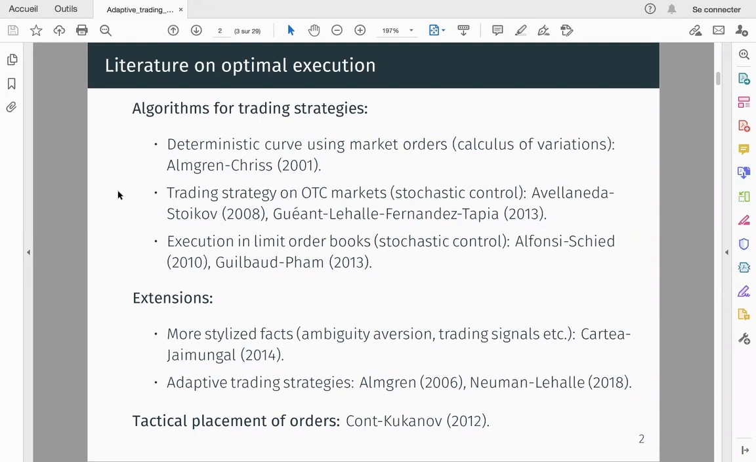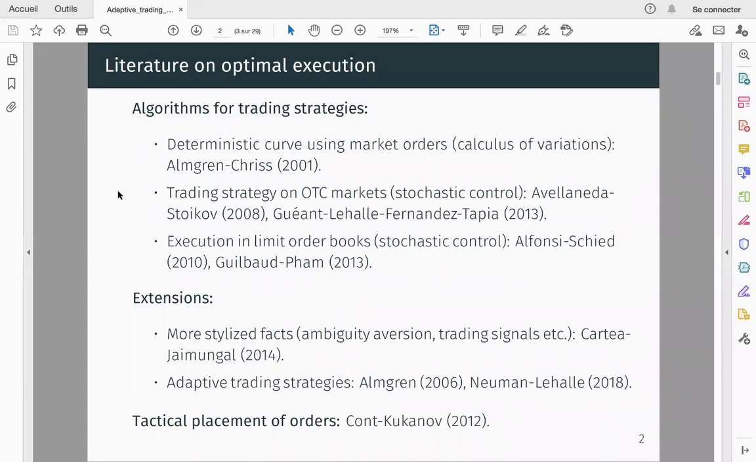I will distinguish three groups of models. The first are based on the seminal work of Almgren and Chriss. They formulate the optimal execution problem using a mean-variance framework, both in discrete and in continuous time, where a trader aims at minimizing the trading cost of his strategy. The assumptions are quite simple. The price process is an arithmetic Brownian motion with both linear permanent market impact and temporary market impact. As you only have an arithmetic Brownian motion, they could use calculus of variations to obtain a deterministic trading curve.